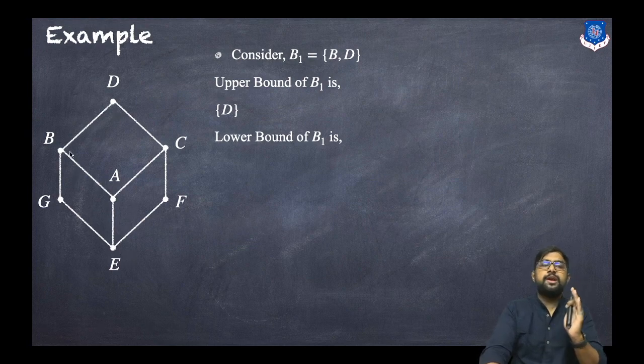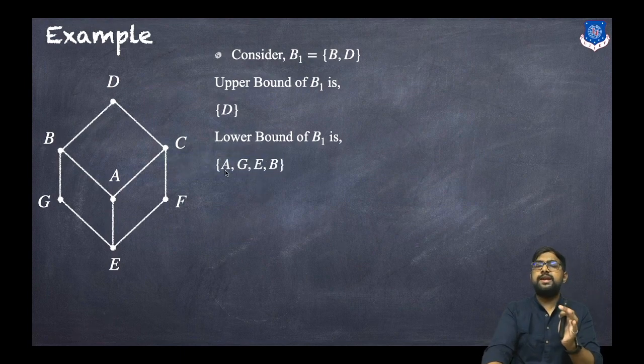We can go from A to B and A to D, so A will be a lower bound. Now we can go from F to D, but we cannot go from F to B, so it won't be a lower bound. And also B itself, it is a lower bound. So A, G, E and B will be the lower bounds.